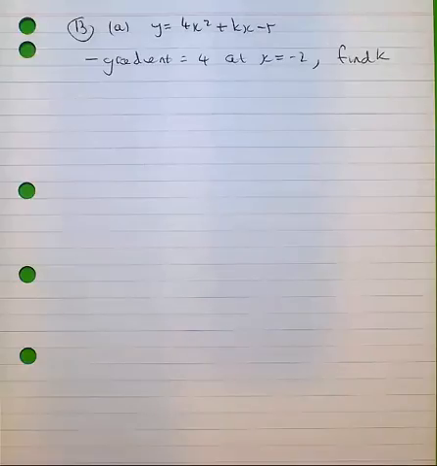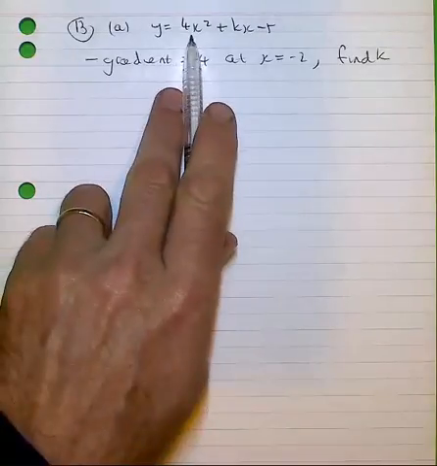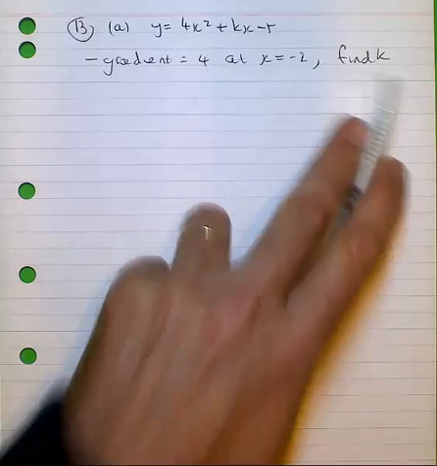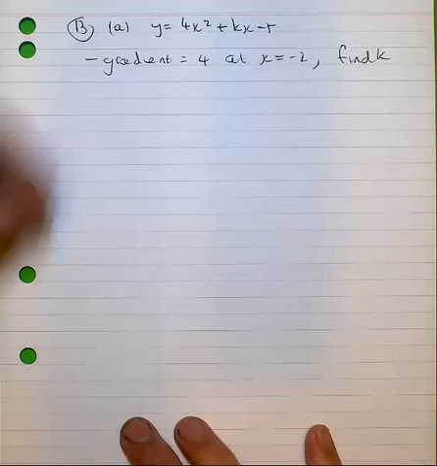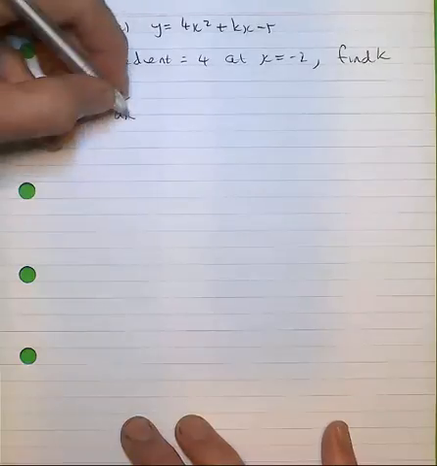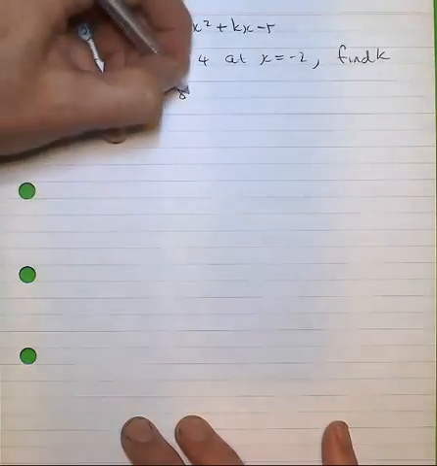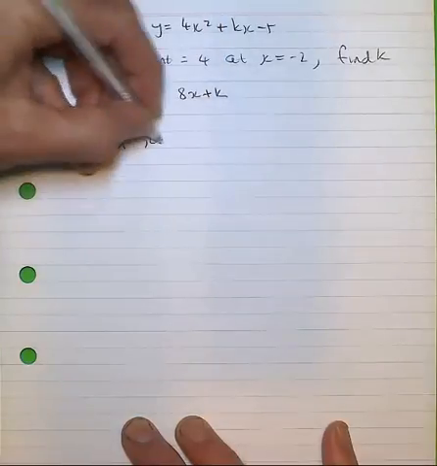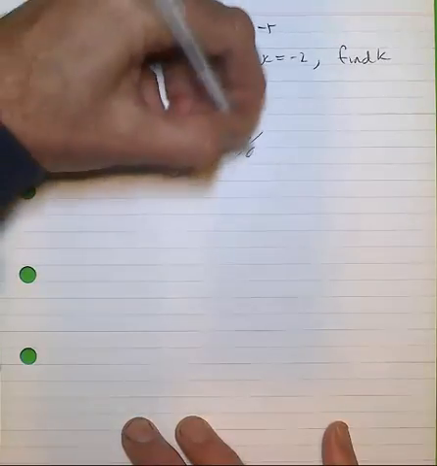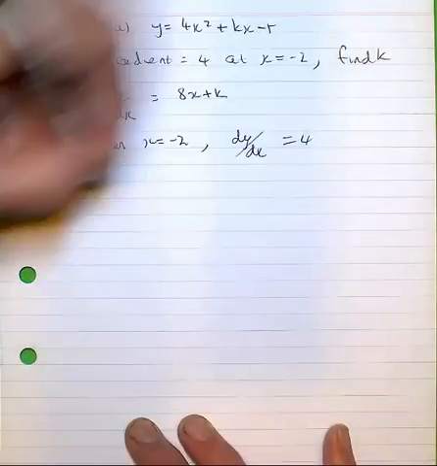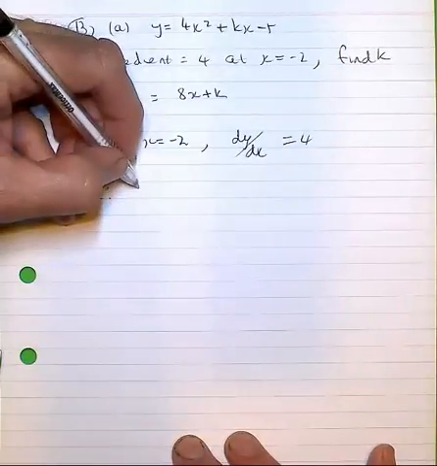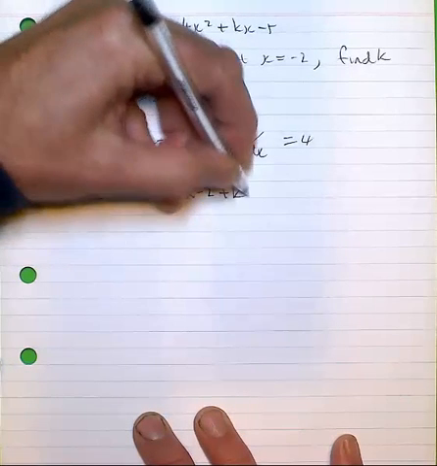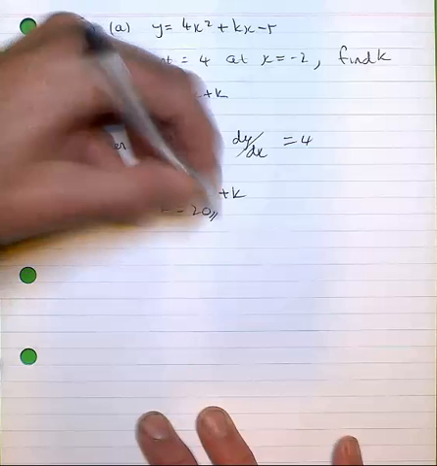In 13a, you're told that the function y is equal to 4x squared plus kx minus 5 has a gradient equal to 4 at x equal to negative 2. Find k. Now, I know the derivative there is going to be 8x plus k, and when x is equal to negative 2, dy/dx is equal to 4. So therefore, 4 is 8 times negative 2 plus k. K, therefore, is going to be 20.